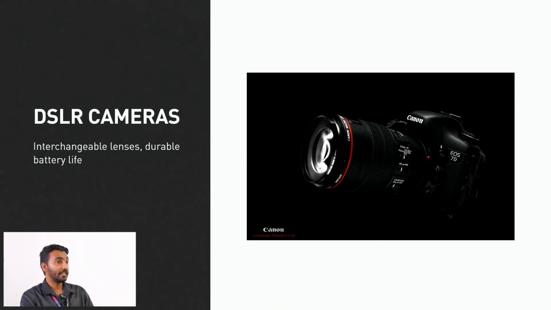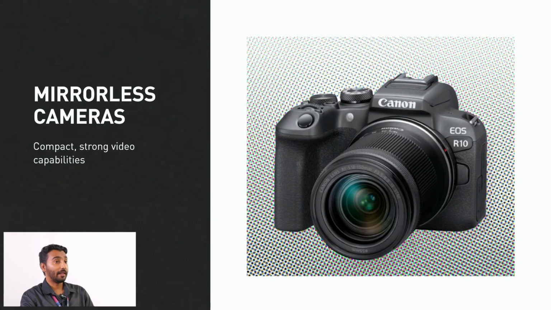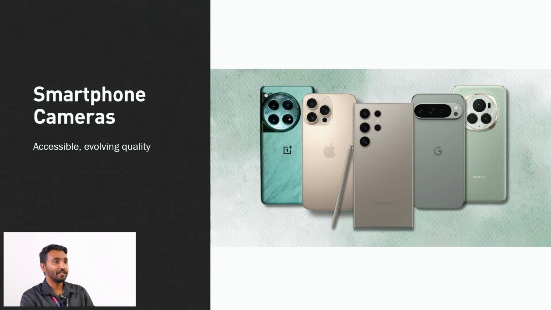DSLRs have interchangeable lenses and often longer battery life, while mirrorless cameras are compact and often have better video capabilities. We also have the most popular and handy cameras that we all carry around. Some of them have exceptionally great cameras. They are fully capable of being used professionally.